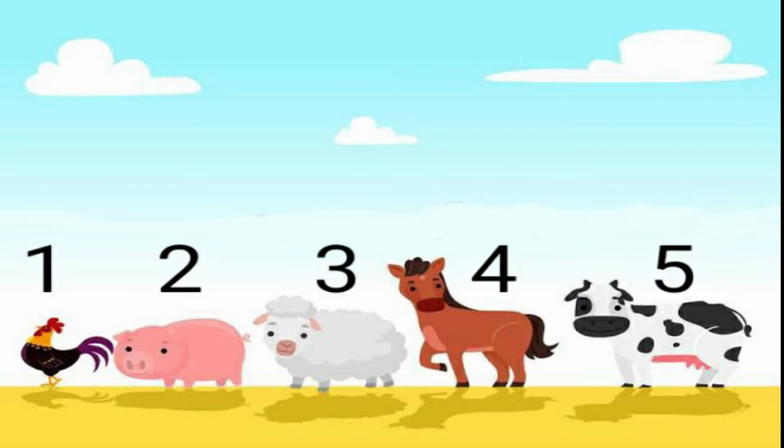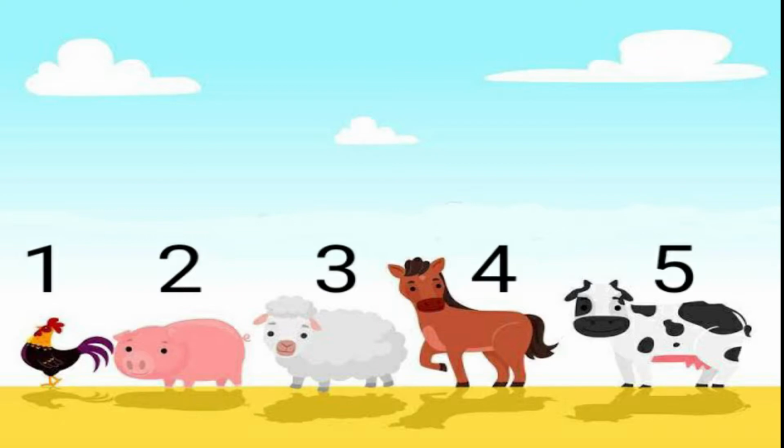4. Pig before what is there? Cock. What is the number of pig? 2. And what is the number of cock? 1. So, 2 before what is the number? 1. The number before 2 is 1. In the same way, the number before 4 is 3. The number before 3 is 2. In the same way, we have to write the before numbers of all the other numbers also.